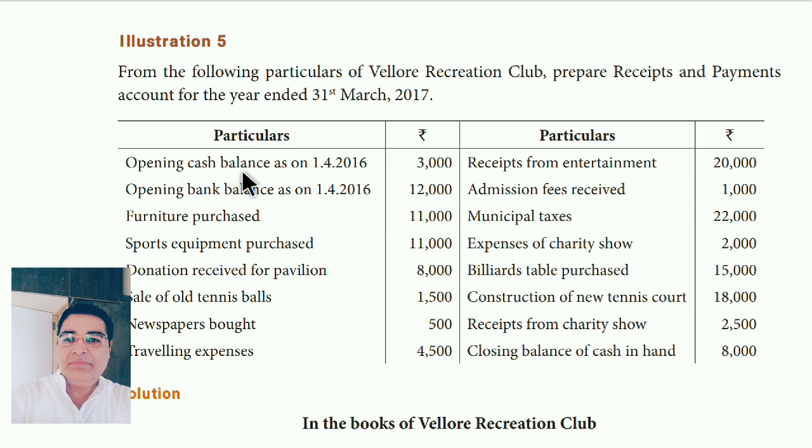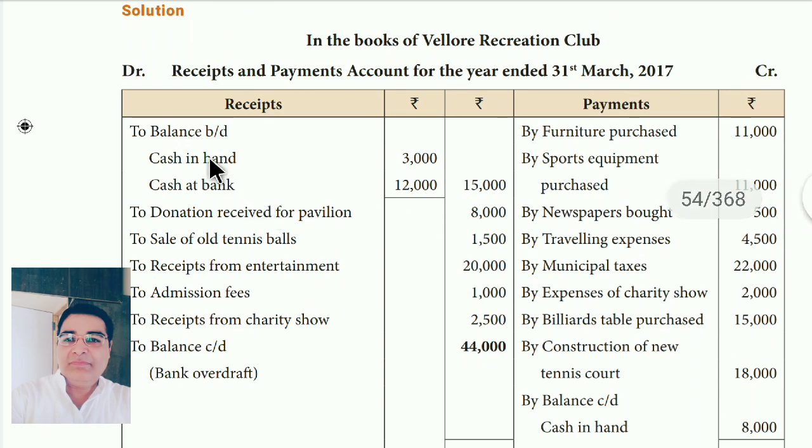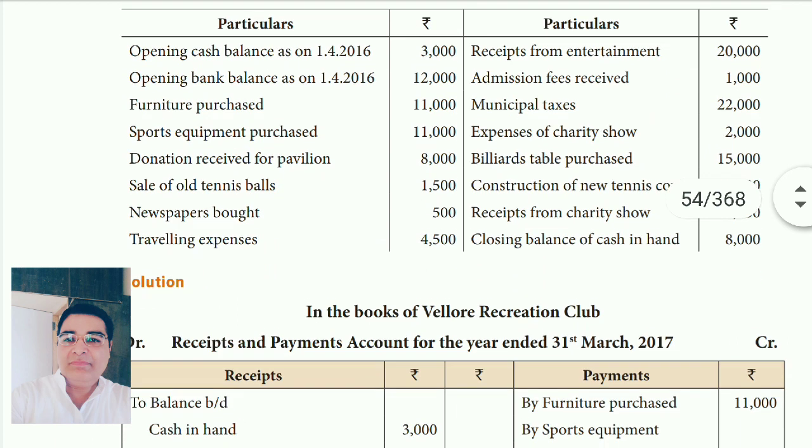Now see, the first line gives the opening cash balance as on 1/4/2016 and opening bank balance as on 1/4/16, 3,000 and 12,000. So both are opening cash and bank balances. So where do we have to write? On the debit side of receipts. See here, to balance brought down, cash in hand 3,000, cash at bank 12,000. 3,000 plus 12,000, in the outer column you have to write 15,000. Understand? Now see the next one.